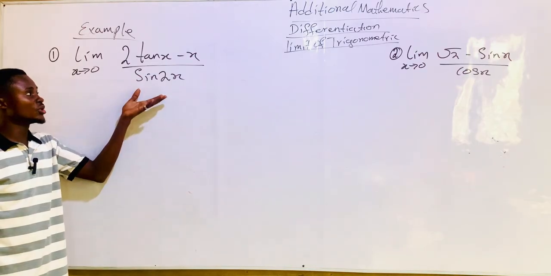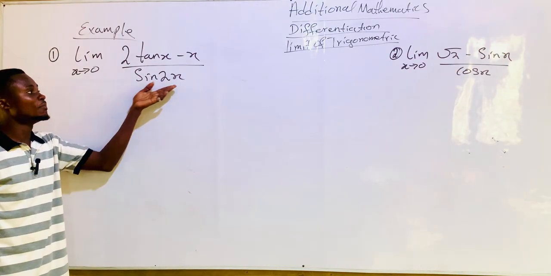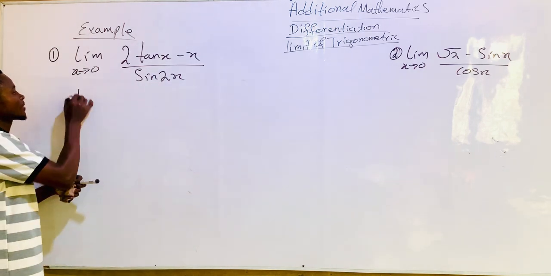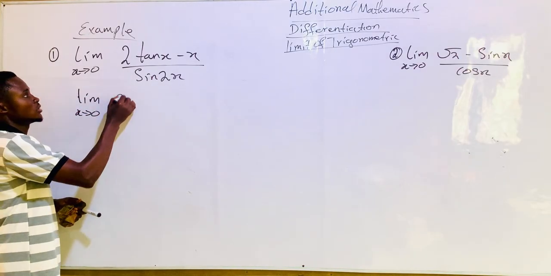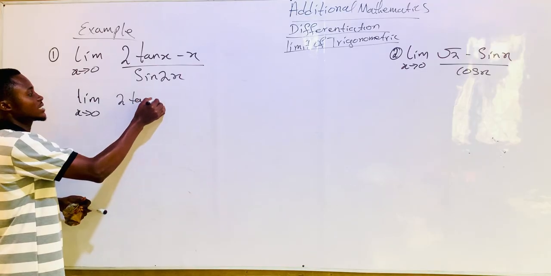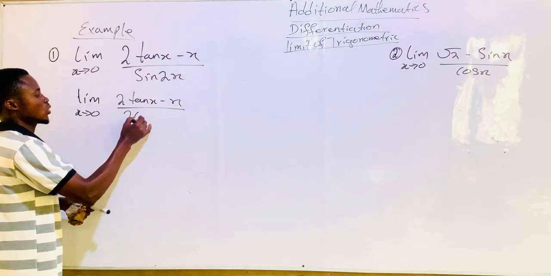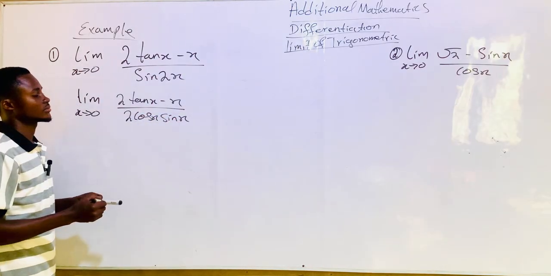From trigonometry, we know that there's an identity for sine 2x. So we have to replace it with this identity over here. So we'll be getting the limit as x approaches 0 of (2 tan x minus x) all over 2 cos x sine x.